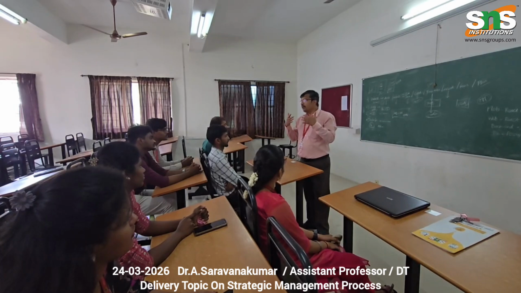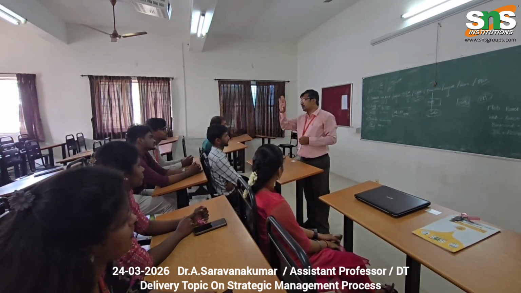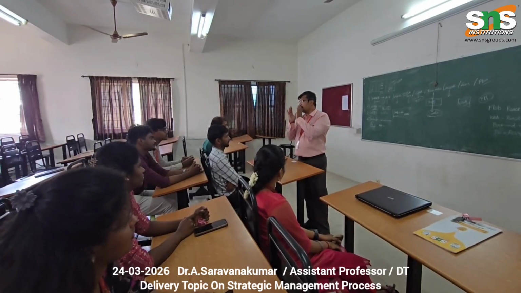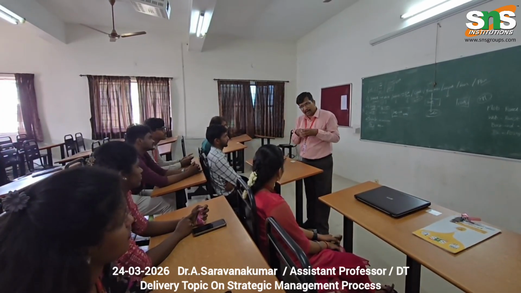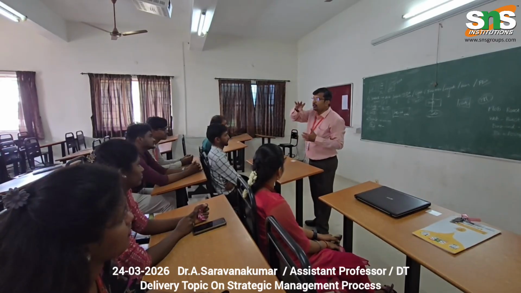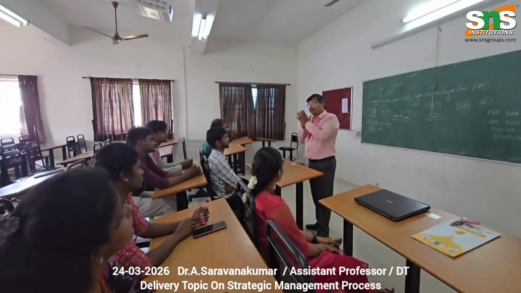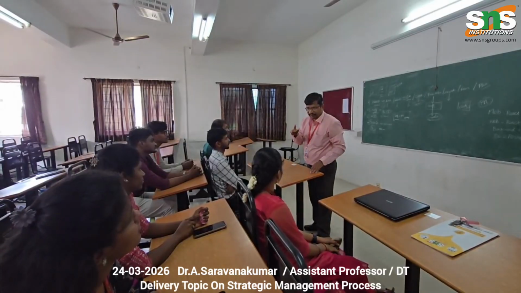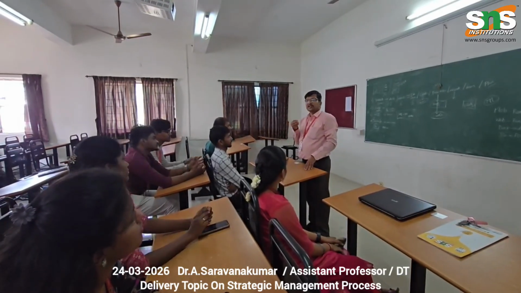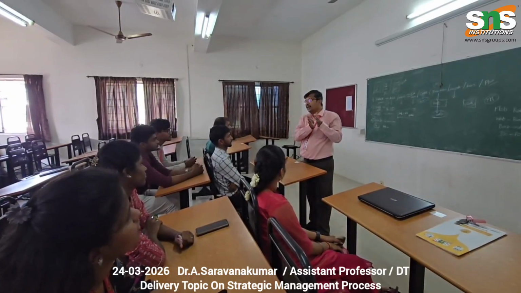So what do you mean by the strategic management process? For example, first one, strategy formulation, then strategy implementation, strategy evaluation, and strategic control. So this is the strategic management process. Strategic formulation is nothing but strategic planning. Whatever it is, every business you have to plan first. Same like that, it will be implemented in the empathize.